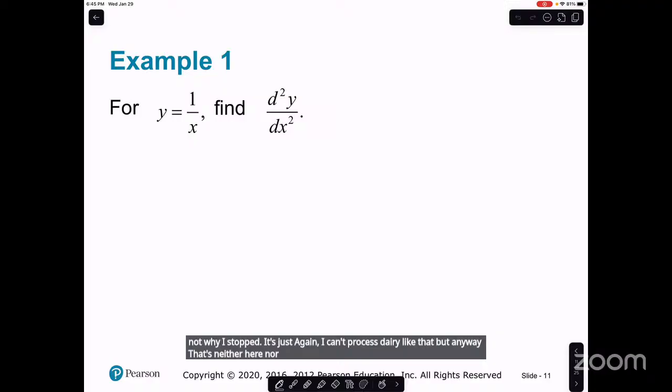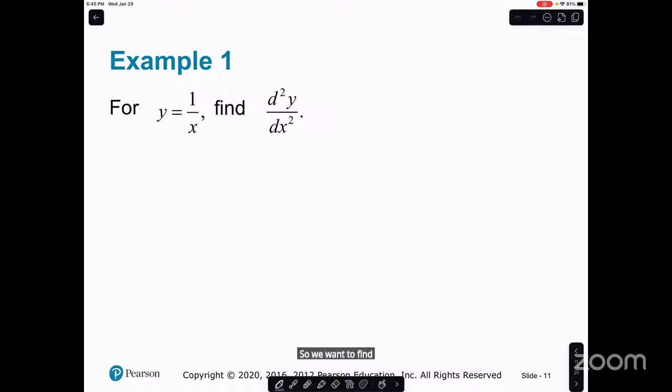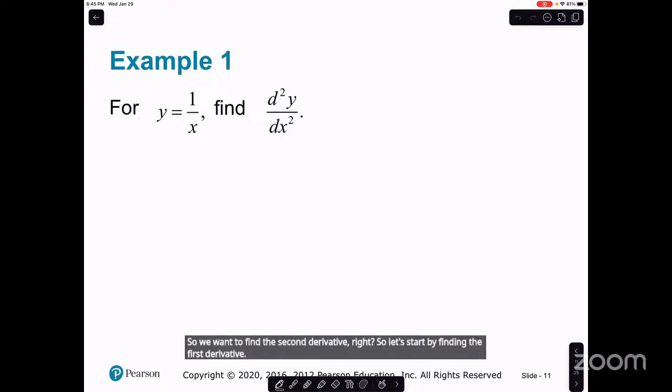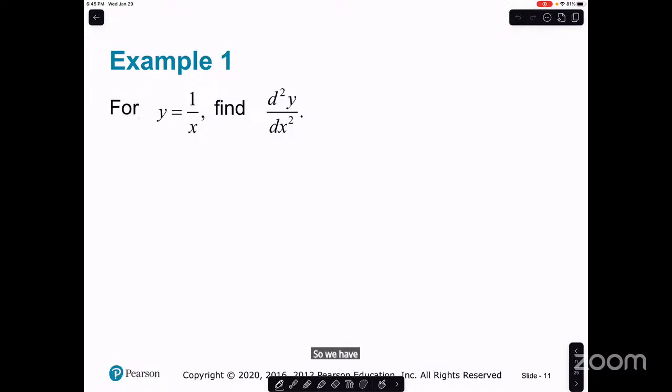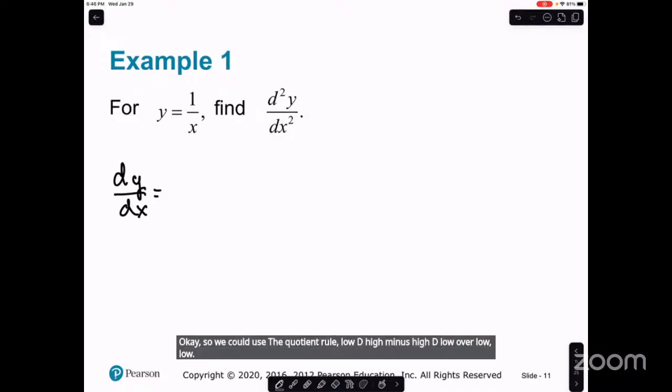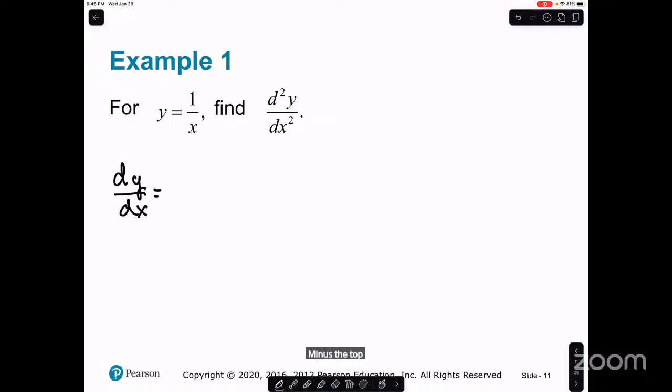Okay, so we want to find the second derivative. All right, so let's start by finding the first derivative. So we have our y. So we want to find dy by dx. Okay, so we could use the quotient rule, low d high minus high d low over low low, right? So in other words, if we were going to use the quotient rule, we could say the bottom times the derivative of the top minus the top times the derivative of the bottom all over the bottom squared.